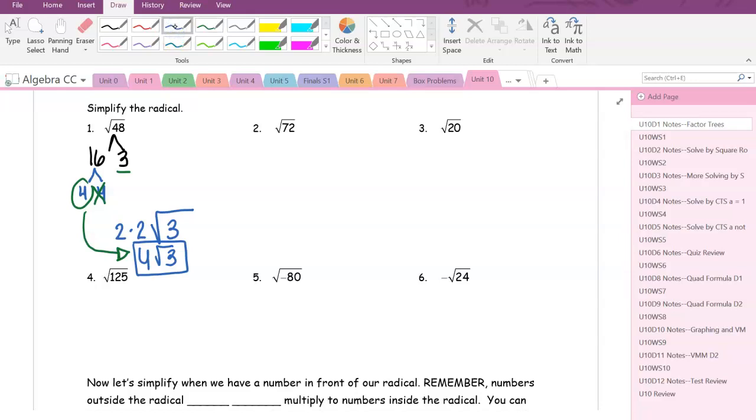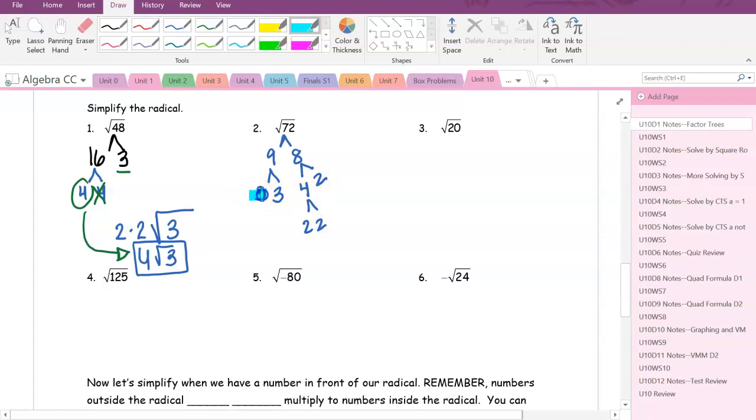Okay, all right, let's go ahead and try square root of 72. So I know that some numbers that multiply to 72 are 36 and 2, and 36 is a perfect square, but I think most people will probably go to 9 times 8 first, so I'm going to use that. Okay, 3 times 3, 4 times 2, 2 times 2.